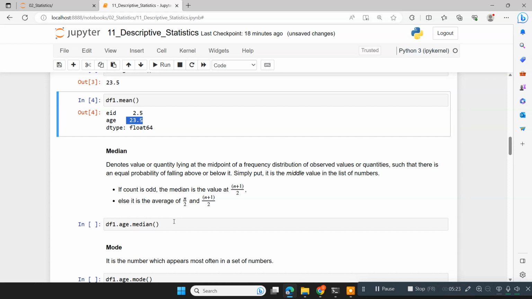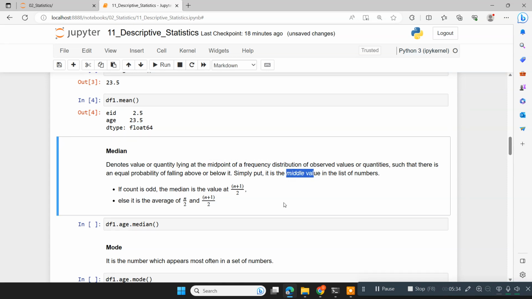Then let us see how to calculate the median. So median means the middle value. It always gives the midpoint of the frequency distribution. It will give us the middle value in the given list. So this can be calculated like this.